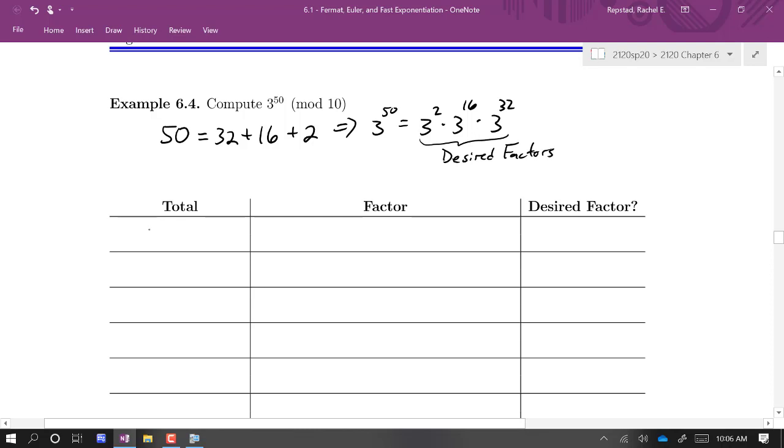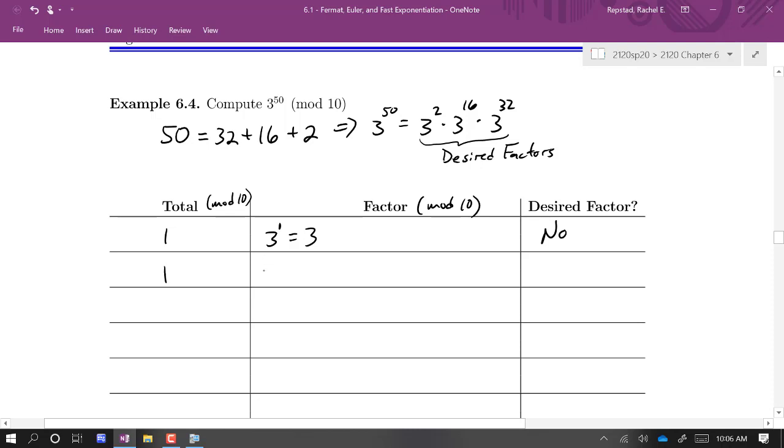Our total always starts at 1. We're taking everything mod 10. Mod 10 is easy to do because that just means we want the last digit, right? So if we're taking an integer, mod 10 just tells you what the last digit is. So our total starts at 1. Our first factor is 3 to the first. Always your base to the first power. So we get 3. That's already reduced mod 10. Not a desired factor, so our total holds at 1.